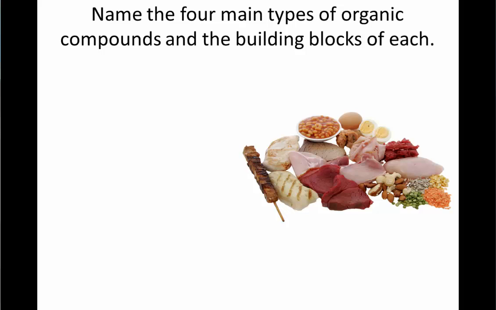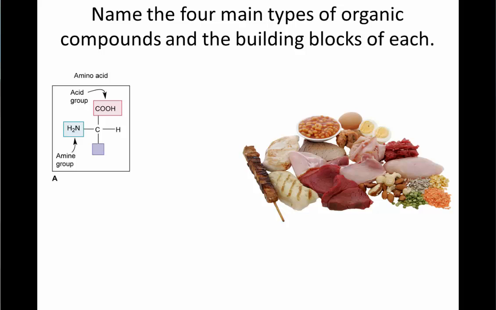The second type is proteins, represented by some of the foods here. Proteins, the basic building block is amino acids. All amino acids have the structure that you see here. There is actually a central carbon bound to a hydrogen, bound to an amine group, and bound to an acid group. And this is where the amino acid actually gets its name, because it's made up partly of an amine group and an acid group, so amino acid.